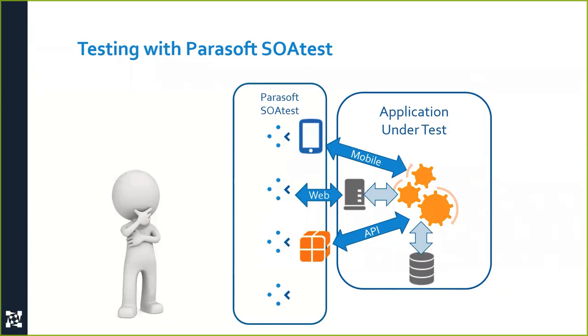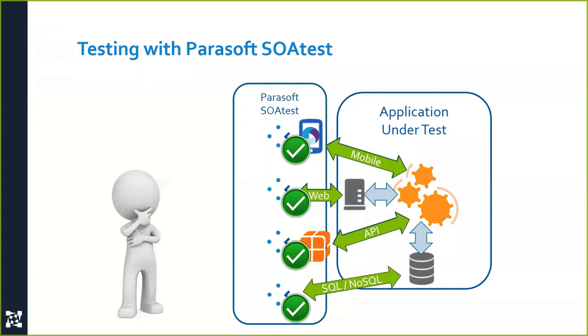So as we test across these different interfaces, APIs, as I said, will often be the most critical. And what SOA Test can do is not only leverage existing mobile and existing web tests, but we can also use API tests and database tests, and I'll get into that in more detail a bit later, to verify that our application is as robust as we need it to be.